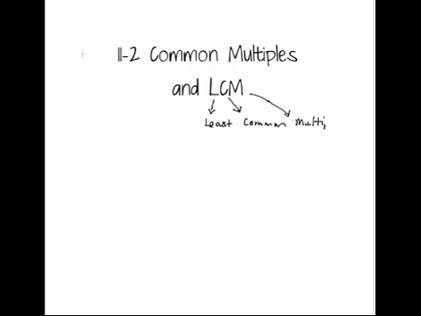Your key here is understanding this word: multiples. We need to list the multiples of a number. So let's say I was listing the multiples of 6. Basically, I'm listing the times tables. That's what multiples are. It's the times tables of a number.